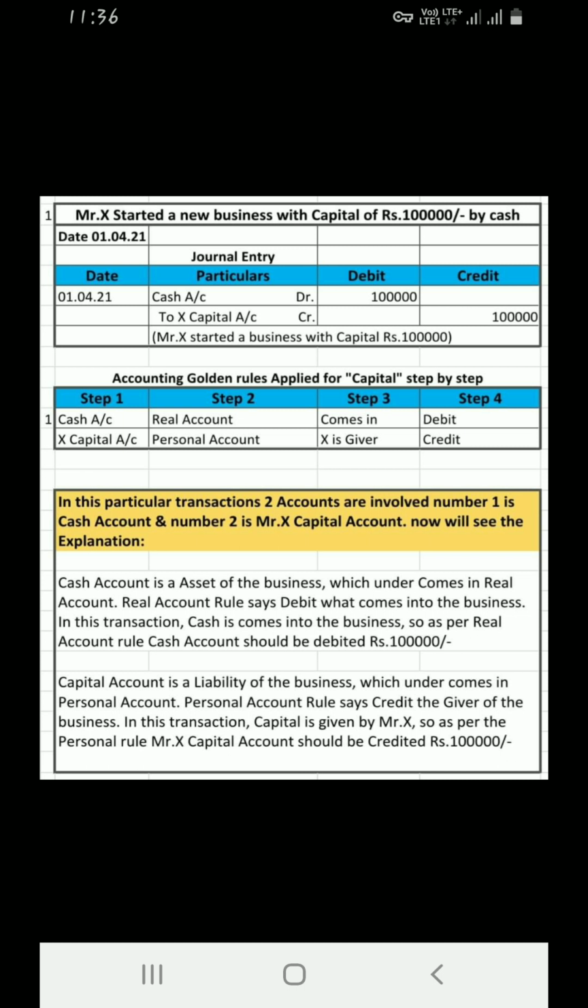Then you can see that capital account. Capital account is a liability of the business, which comes under personal account. What does the personal account rule say? Credit the giver. In this particular transaction, capital is given by Mr. X.